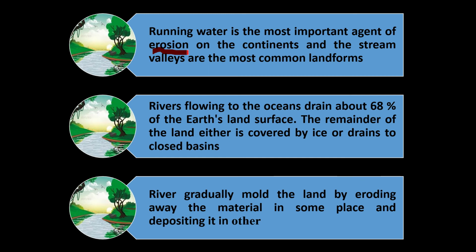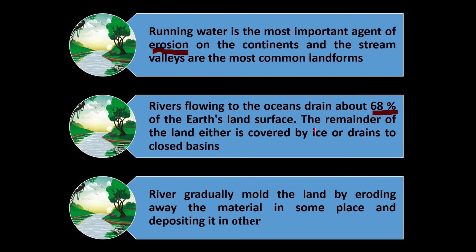stream valleys are becoming the most common landforms. Rivers flowing to the oceans drain about 68%, nothing less, isn't it? 68% of the Earth's land surface. The remainder of the land either is covered by ice or drains to closed basins.